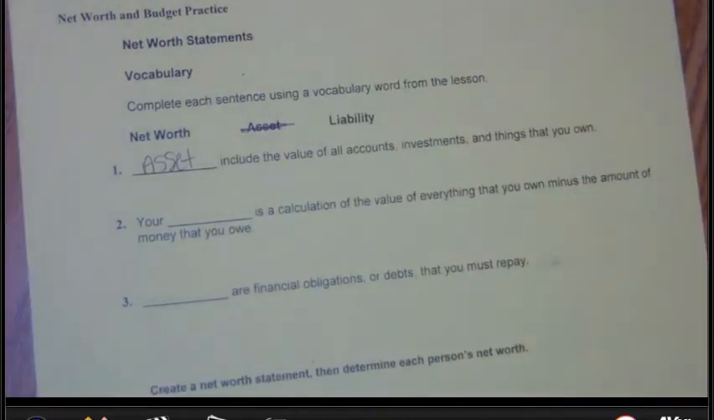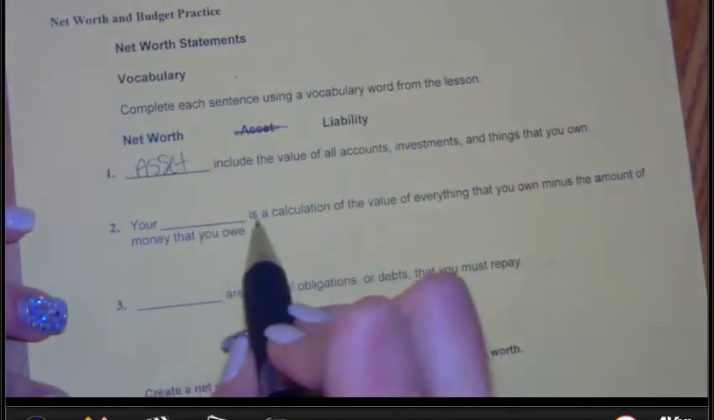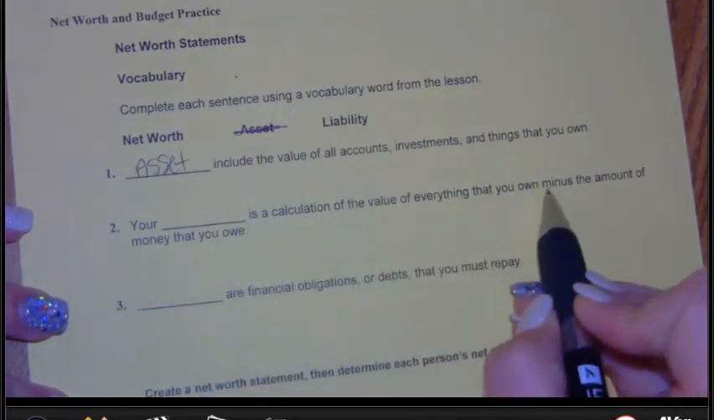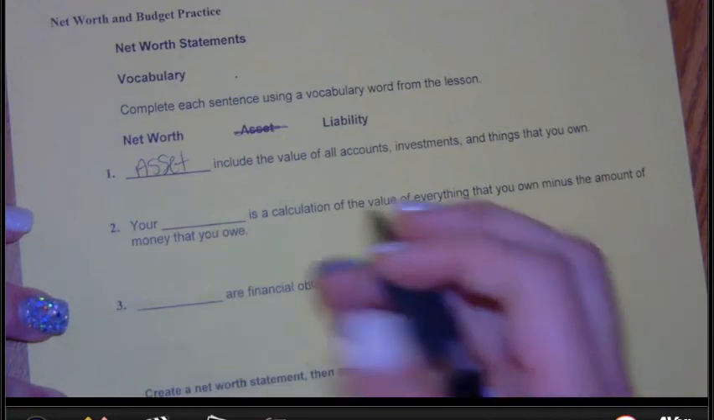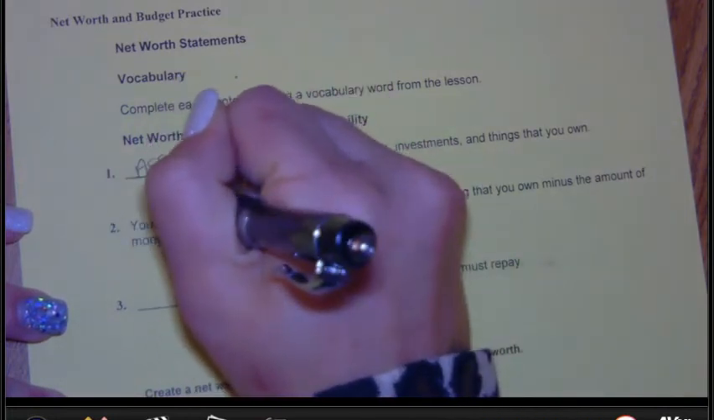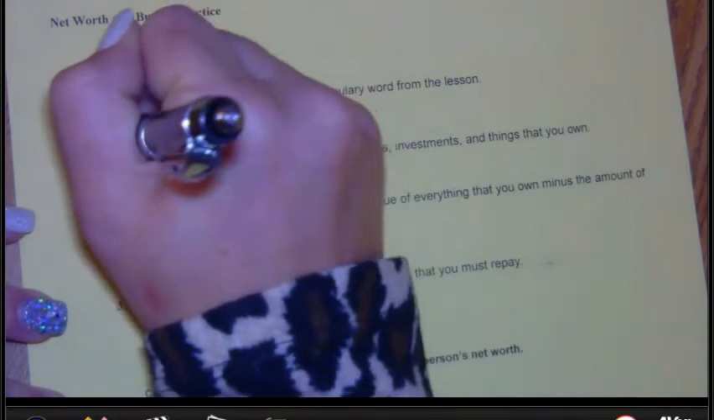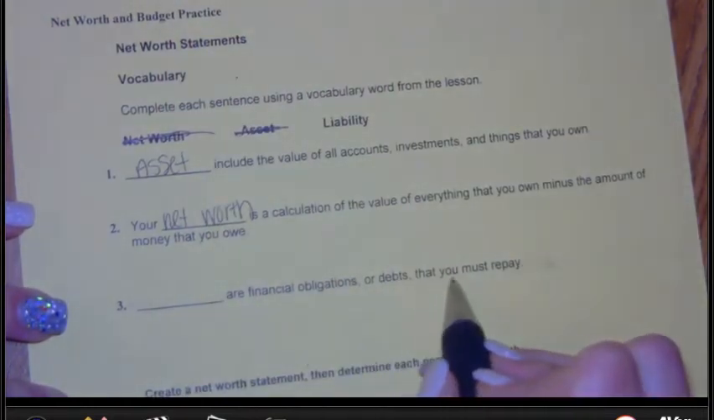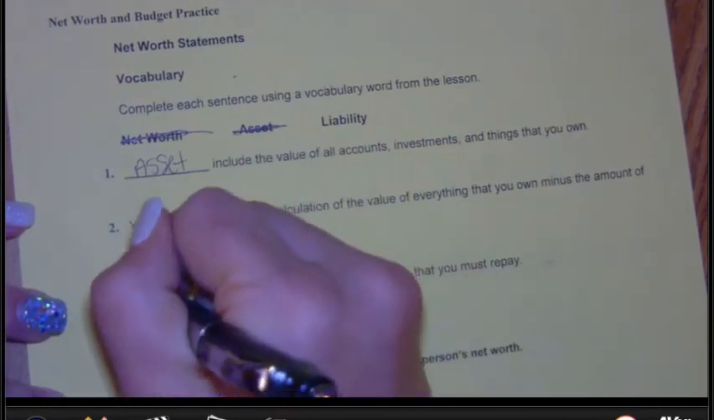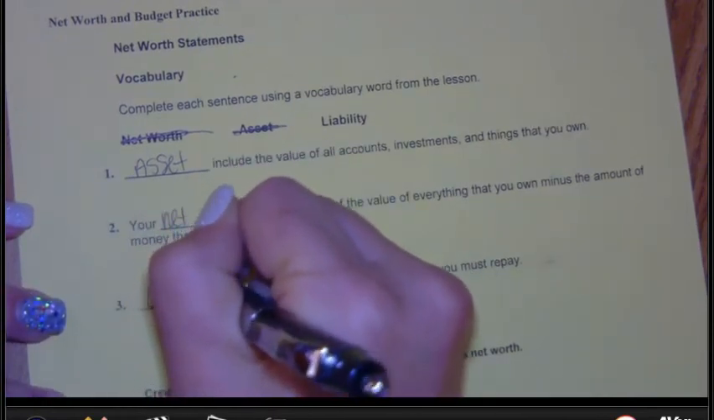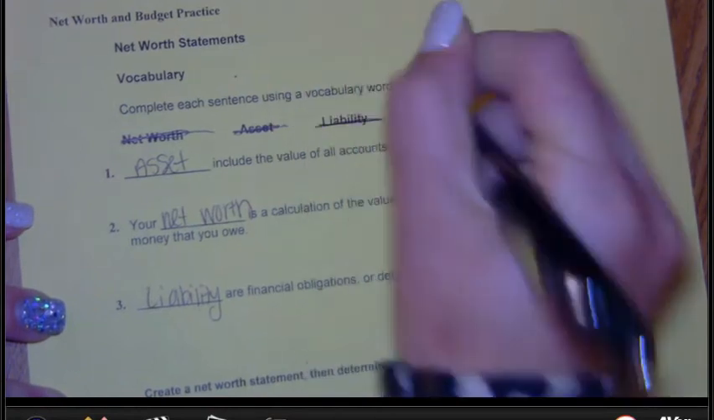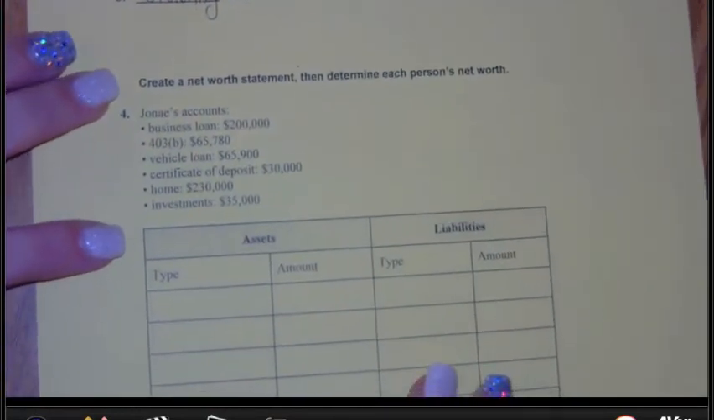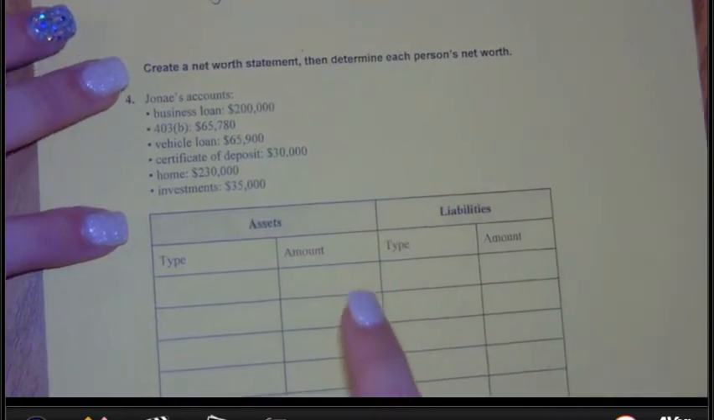Okay, assets are good things to you. Your net worth is a calculation of the value of everything that you own minus the amount of money that you owe. And then liabilities are financial obligations or debts that you must repay. That's a negative balance to you. So let's create a net worth statement, then determine each person's net worth.